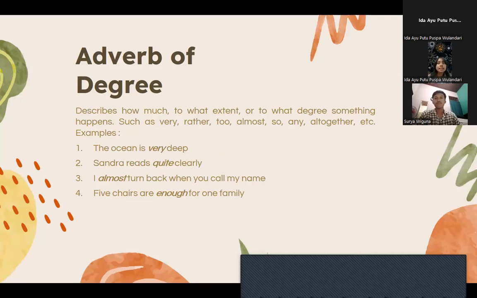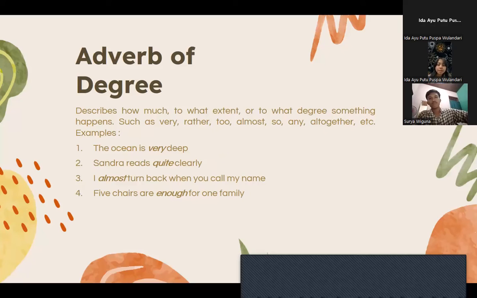All right. Next is adverb of degree. This describes how much, to what extent, or to what degree something happens, such as very, rather, too, almost, so, any, altogether, etc.